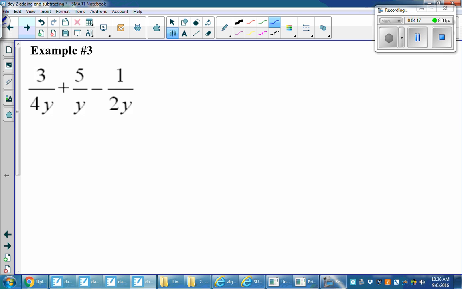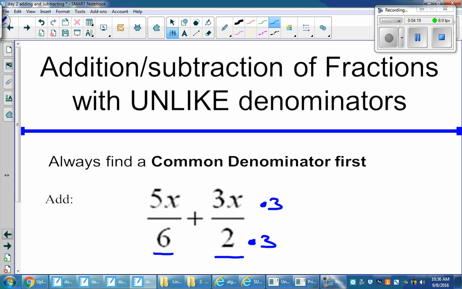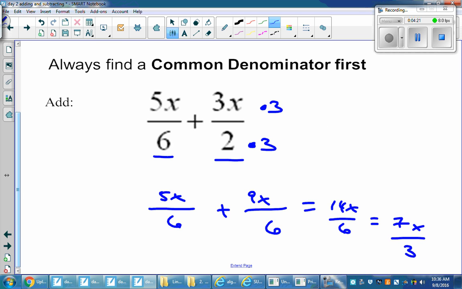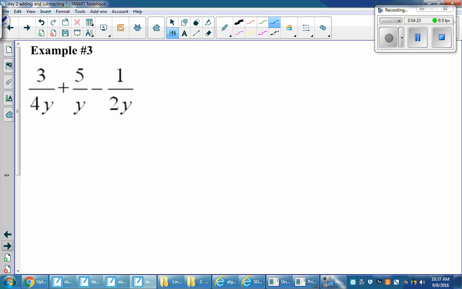My next example, same basic idea here, but you're going to notice that I have three fractions. So I'm going to look at this as just one big question, and I'm going to go ahead and find a common denominator for all three denominators. I see a 4y, I see a y, and I see a 2y. Once again, my common denominator is the least common multiple, so it's going to have to be a 4y. So 4y is going to be my common denominator.